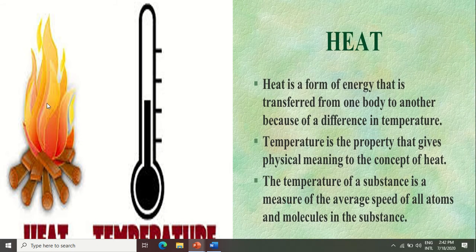Heat and temperature. What is heat? Heat is the feelings of hotness or coldness. Heat is a form of energy that is transferred from one body to another because of a difference in temperature. Temperature is the property that gives us physical meaning to the concept of heat. The temperature of a substance is a measure of the average speed of all atoms and molecules in the substance.